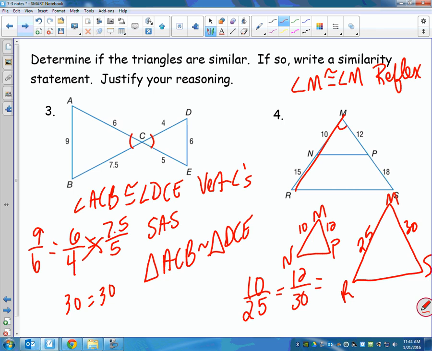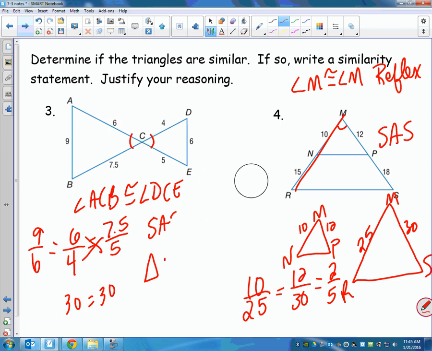Or we could just simplify it and say that divided by 6 is 2 over 5, right? Either way, however you get it. But they are the same ratio, which means that we can say, yes, they are similar by side, angle, side. And then you write the similarity statement. Okay? I'm out of room. So I kind of wrote them out already here. Triangle NMP is similar to triangle RMS.